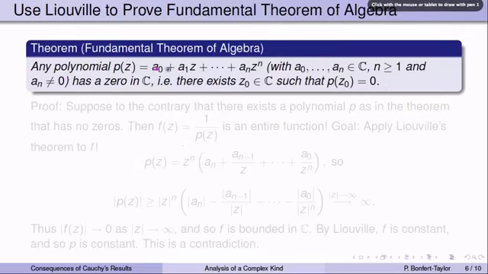Any polynomial p of z of the form a0 plus a1z all the way through anz to the n, where all these coefficients a0, a1 through an are complex numbers, n is at least 1, and the nth coefficient is non-zero, any such polynomial we claim has a 0 in C. So there exists a point z0 such that when I plug that into p, I get 0.